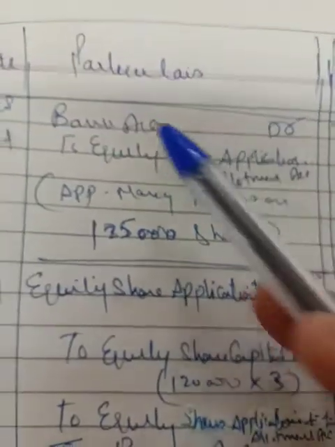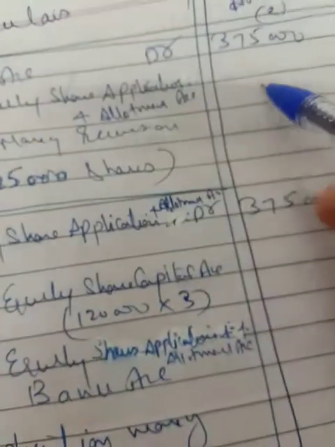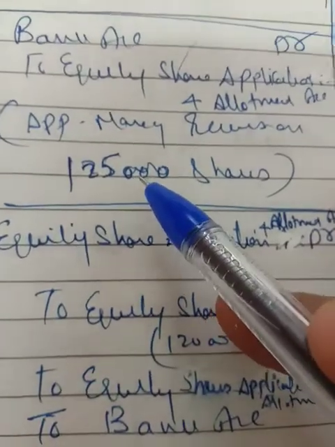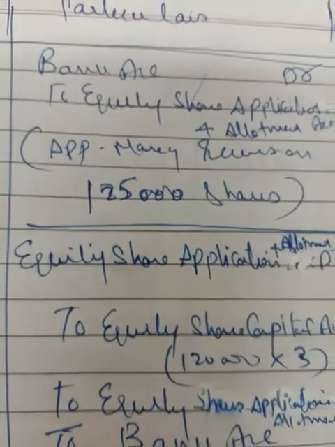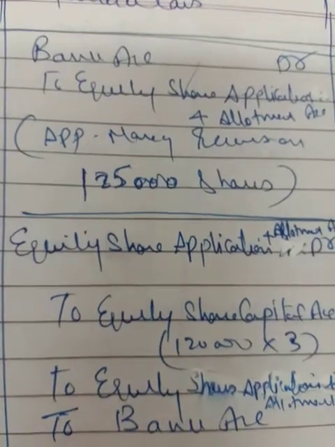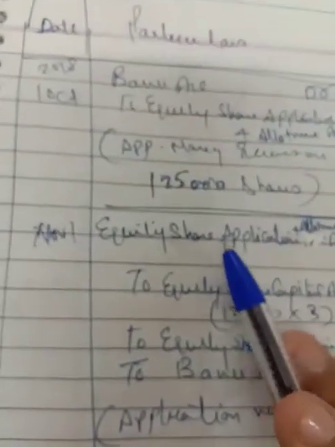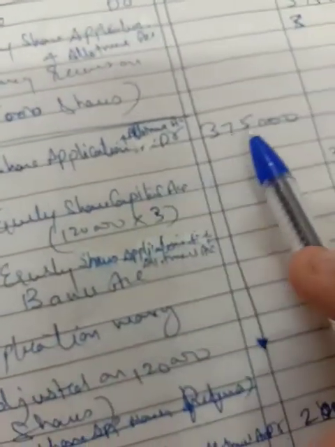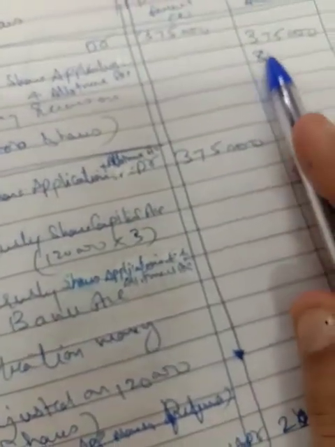So here you will pass the entry: bank account debit, equity share application allotment account 3,75,000, because you have received the application money, 1,25,000 into application money. Application money is 3 rupees. Then you have to pass the entry on November 1st, that is the due amount on application. Equity share application allotment account debit 3,75,000, whatever you have written over there.